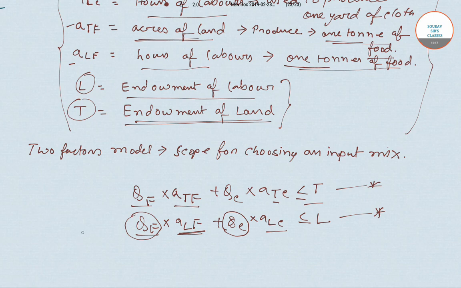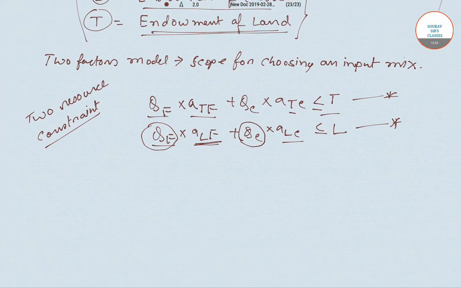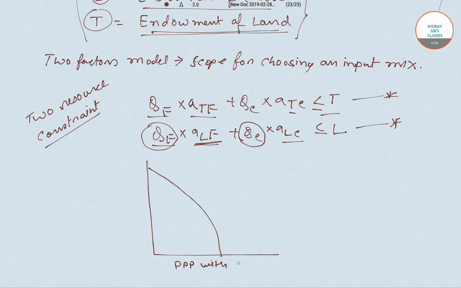This is known as resource endowment. This is known as what? 2 resource constraints. Now we will simply draw the assumption which says that the PPF will be concave, which looks like this. So here we know it happens because of the PPF, there is this scope of factor substitution when there are 2 inputs.